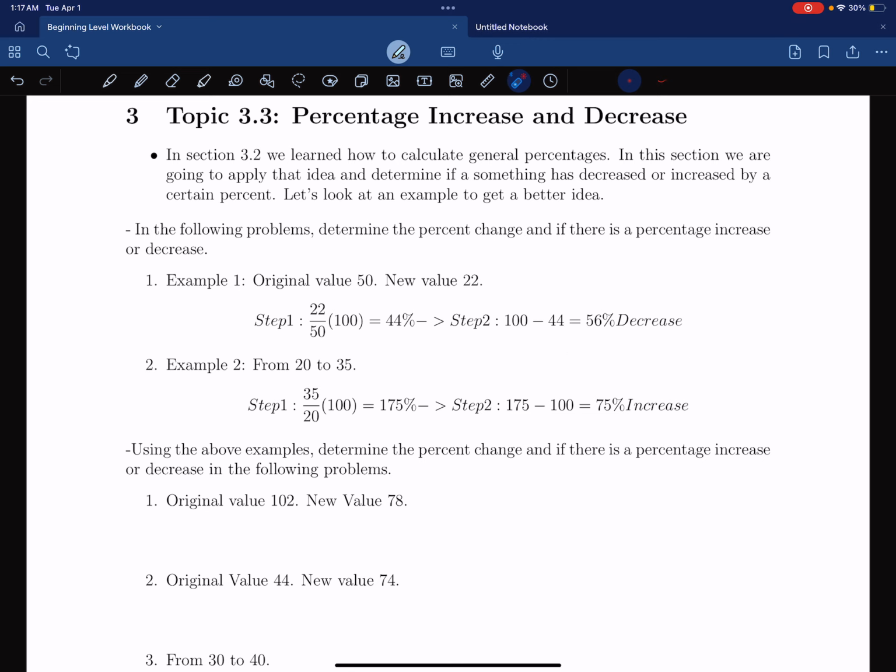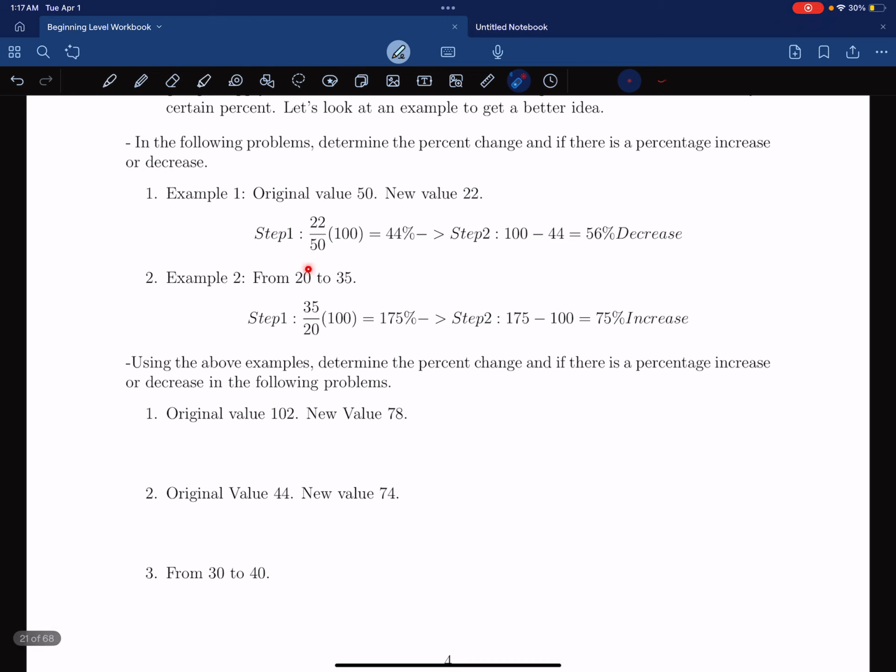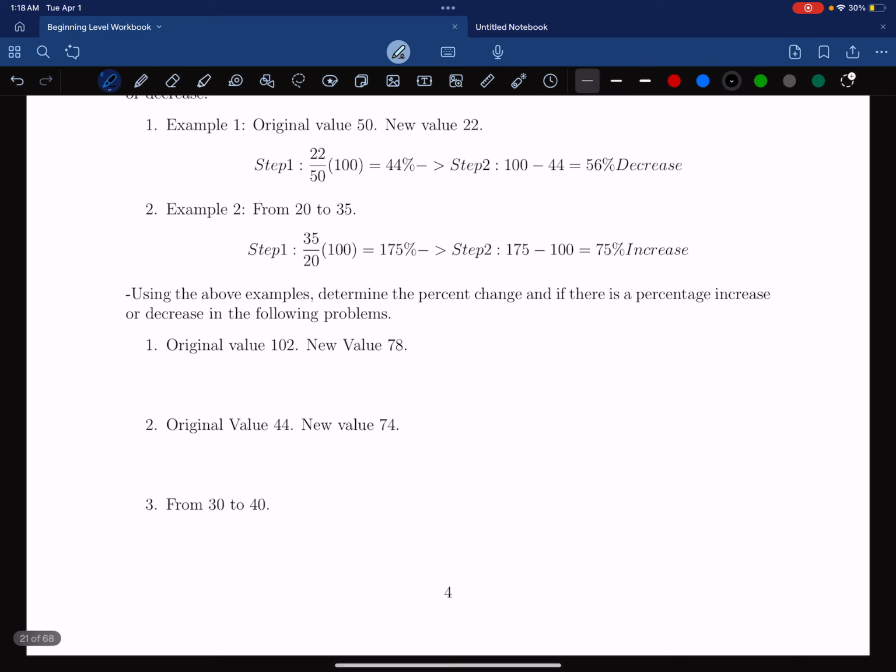Looking at example 2, we're starting at 20 and going to 35. So we put 20 in the denominator and 35 in the numerator, multiply that by 100, and you get 175%. Now to get from 20 to 35, we have to increase the value, so we have a percent increase. When you have a percent increase, a percentage larger than 100%, you take whatever percentage you got, 175, and subtract 100 to find out how much you're actually increasing by. So with all that being said, let's work through some problems.